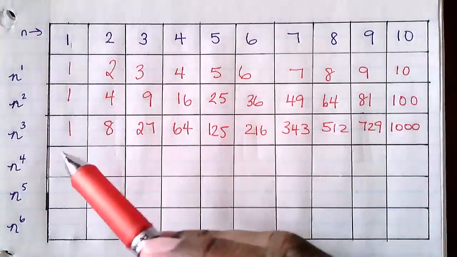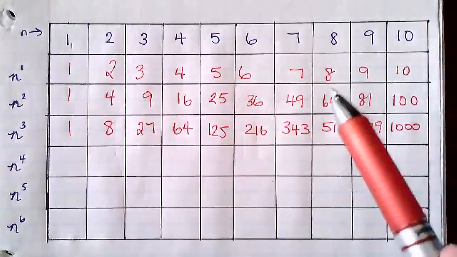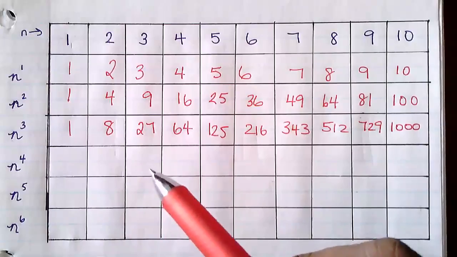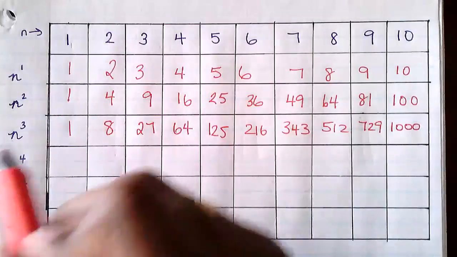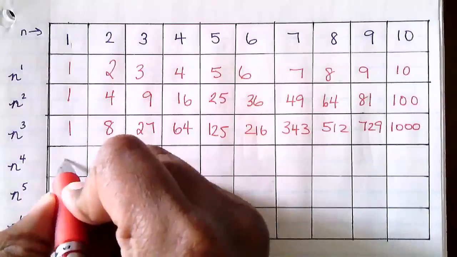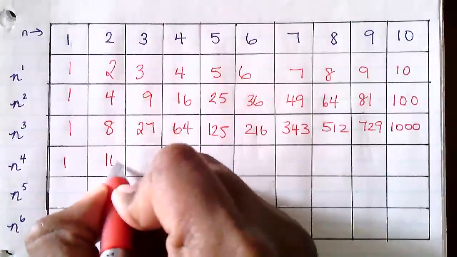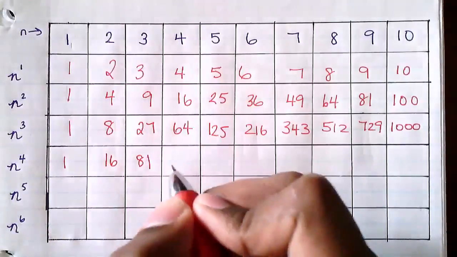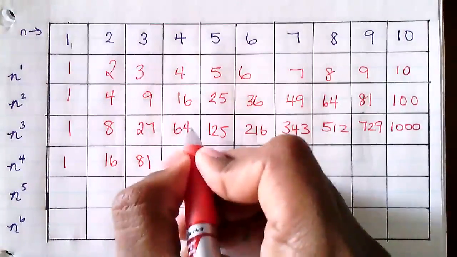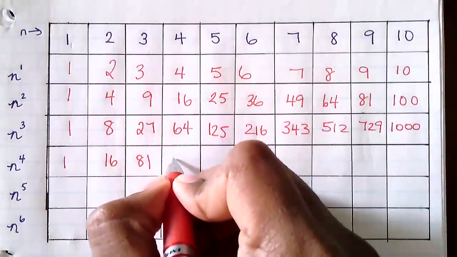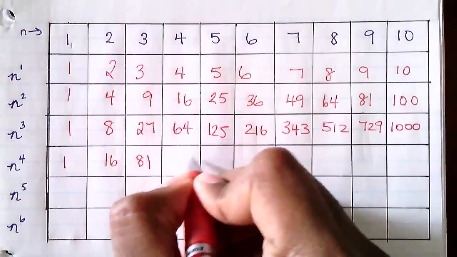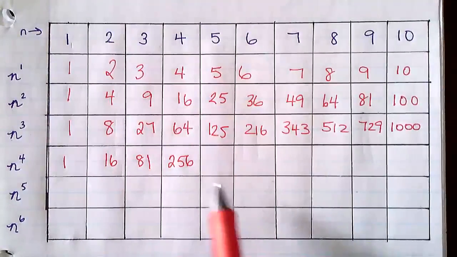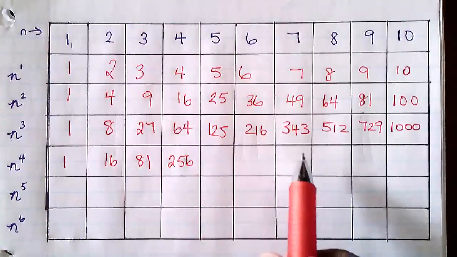For most numbers, 1 to 10, I need you to know up until the number to the power of 3. For some other numbers, you will need to know some of these other values as well. So 1 to the power of 4 is just 1. 2 to the power of 4, 16. 3 to the power of 4 would be 81. And 4 to the power of 4 would be 256. I don't need you to know the rest of these.